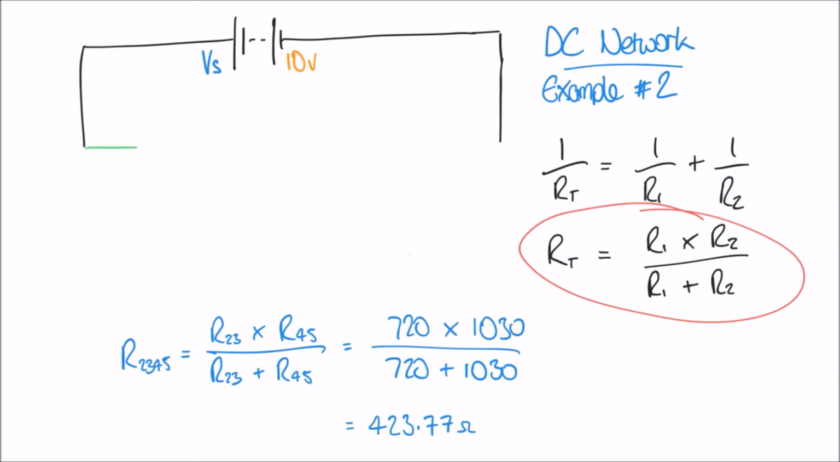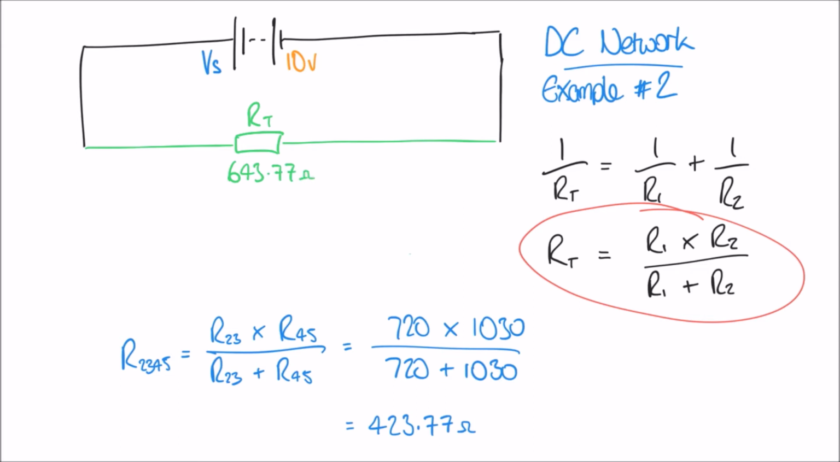just one resistor, which I'll draw in here. And we can say that RT is a total of 643.77 ohms.